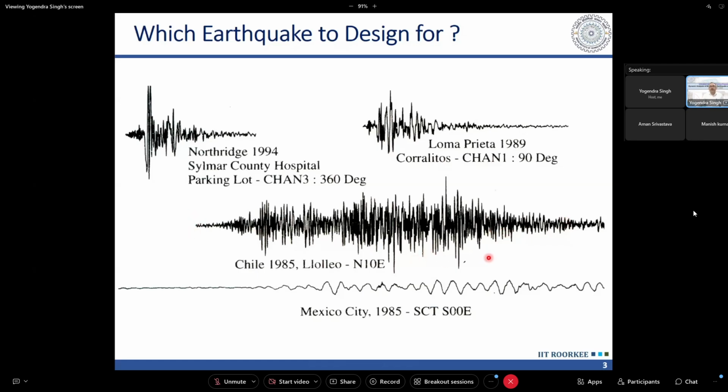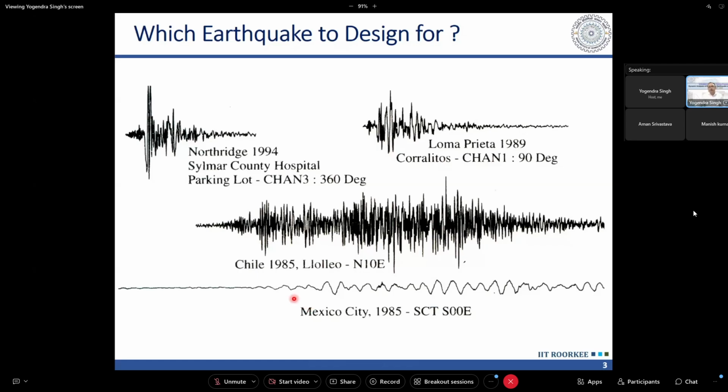So far, in whatever analysis we talked about in the morning, we have not talked about duration, because duration will come into the picture only when we are performing a nonlinear time history analysis. Then only we can take the effect of the duration. So in linear analysis, we can't take into account the effect of the duration. So duration is considered as an average duration.